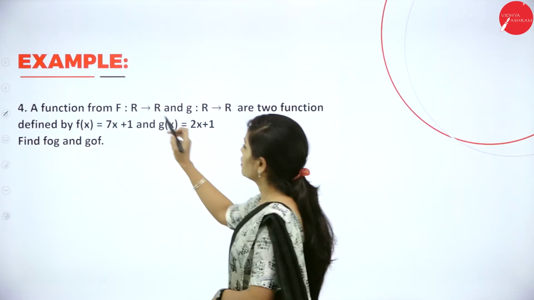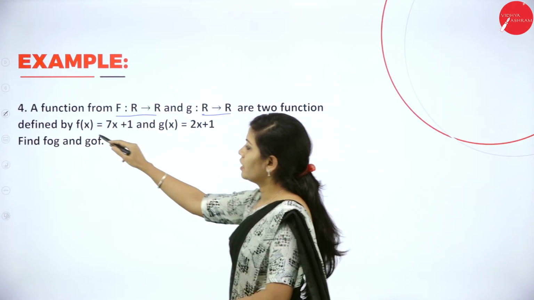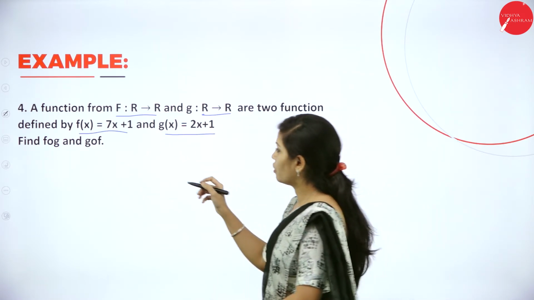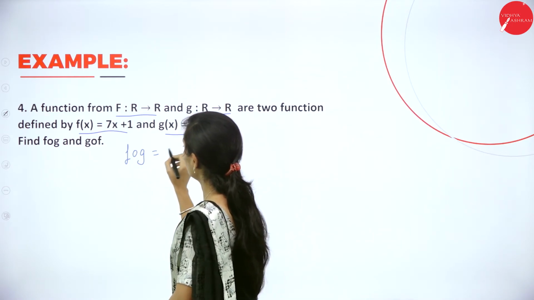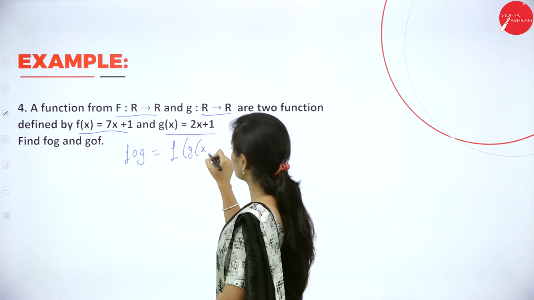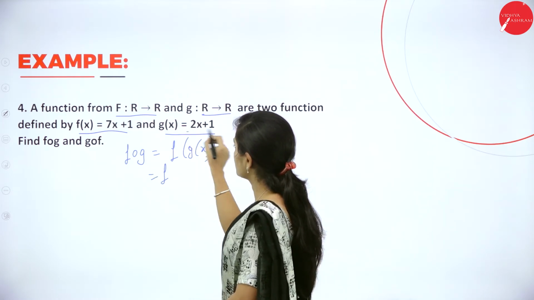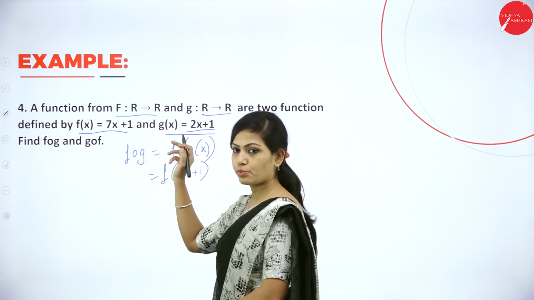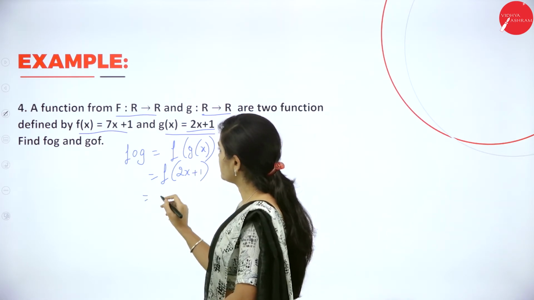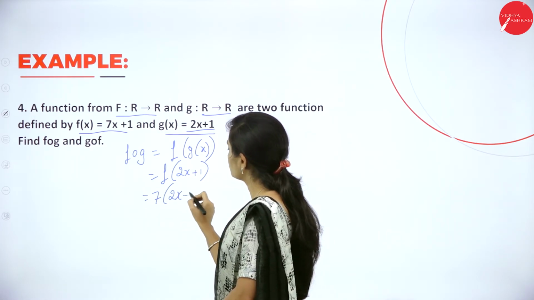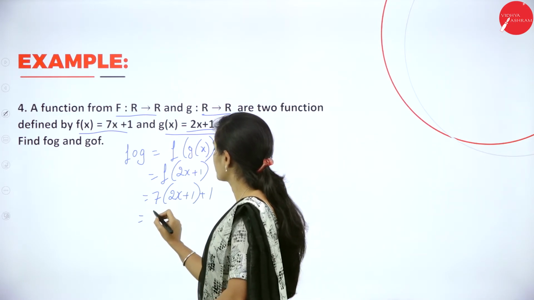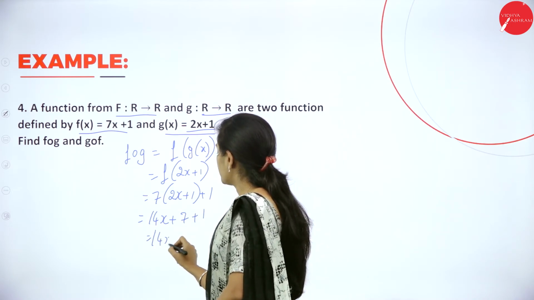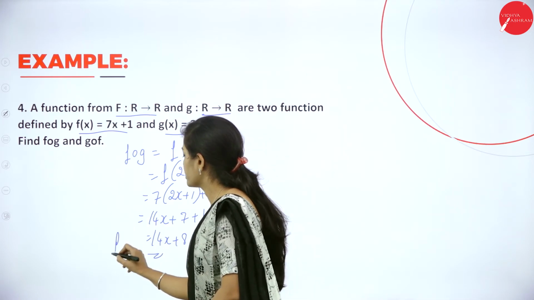And the next question: we have f from R to R and g from R to R, and we have the f of x value and the g of x value. Again you need to find fog and gof. First I will find fog. f of g of x is fog. So what is g of x? It is 2x plus 1. Now it is in the form of f of x. f of x means 7x plus 1. So replace x by 2x plus 1. So 7 into (2x plus 1) plus 1: 14x plus 7 plus 1. So 14x plus 8 is your fog x.